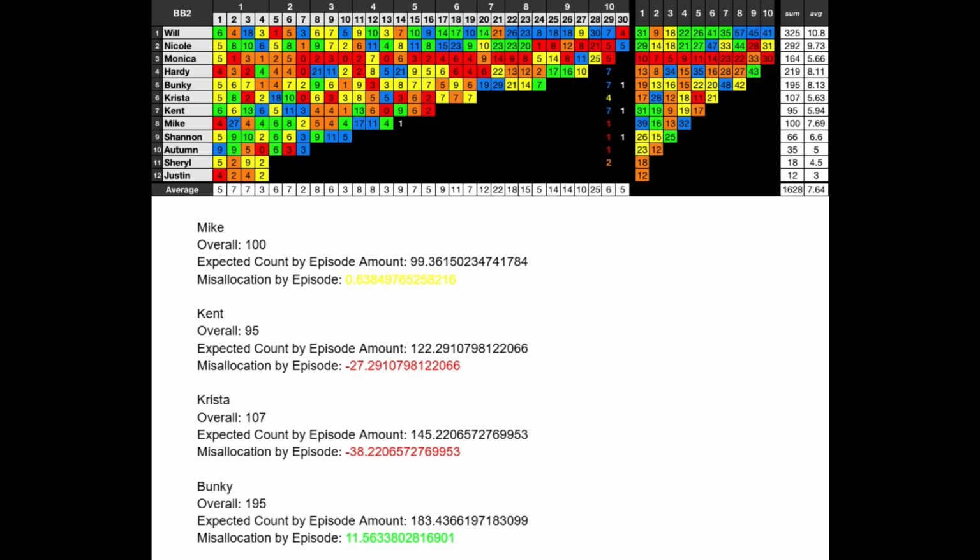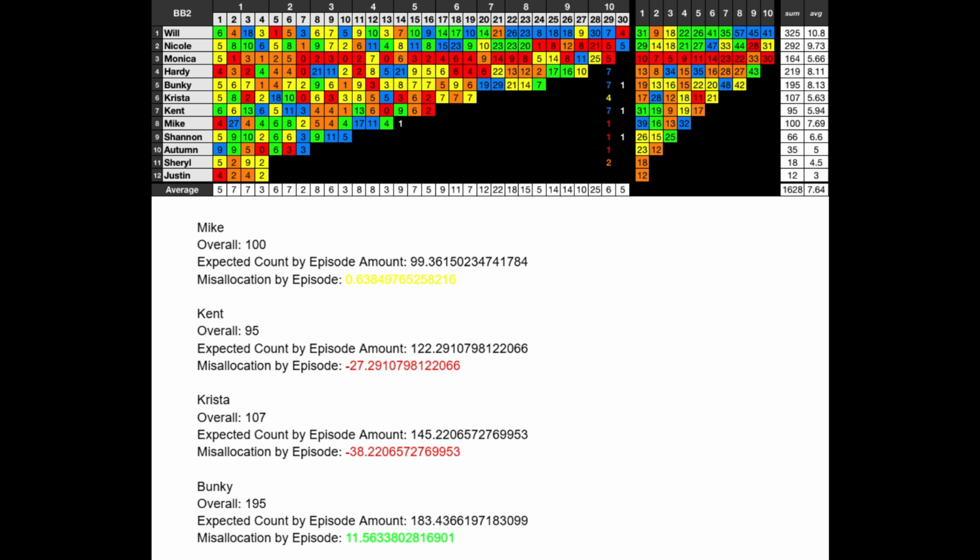So Mike has an overall confessional amount of 100, and the expected count by episode amount for him is 99.36. This causes a misallocation by episode of 0.63. So honestly, he has a pretty even edit akin to the amount of confessionals and the amount of episodes he lasted. So this is a perfect ratio, which really isn't common, and you'll see that as we go through all of the seasons.